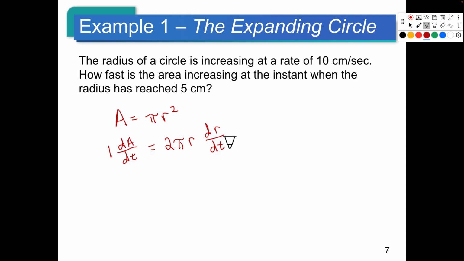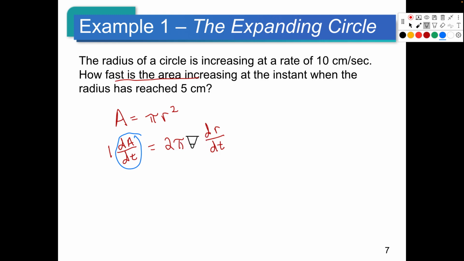So you just have to remember, every time you take a derivative of things that are changing over time, you're going to have the variable you're taking the derivative of with respect to time. And the variable time itself never really shows up. So we're done, sort of. Now, do you see where we could start plugging in some things? The question, how fast is the area increasing? That means we want to find dA/dt, and we're already set. We've solved for dA/dt.